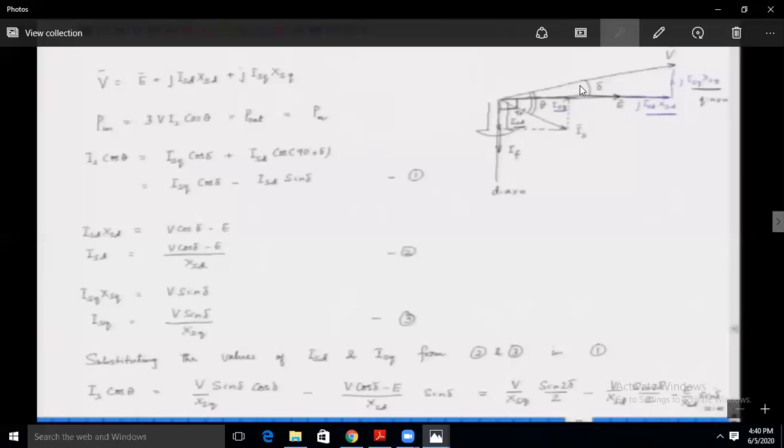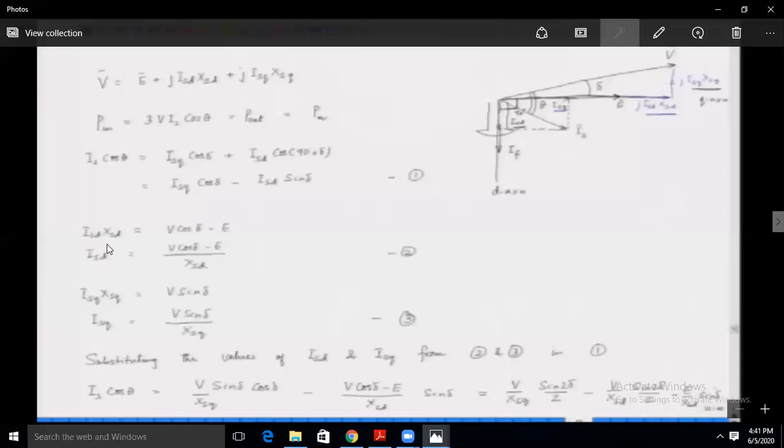It is given by ISQ cos delta plus ISD cos (90 plus delta), because from this axis to this axis it is 90 degrees plus this delta. So ISQ cos delta plus ISD cos of (90 plus delta), which will be ISD sin delta. This is equation number one.